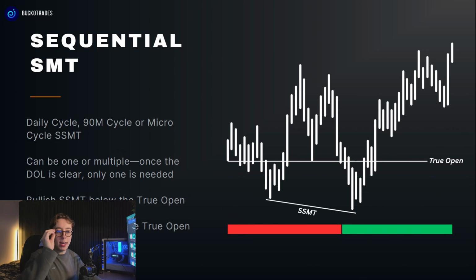Also, a thing to keep in mind is if we're waiting for a microcycle to form and all assets run below the previous microcycle quarter low, right, then we know that we can't get a microcycle sequential SMT. So then we work our way down. Okay, cool, we can't get a micro, so now we're waiting for a 90. Oh, all assets traded below the 90-minute low. Now we know that we're looking for daily, right? So you can do that process of elimination as well to help you know which sequential SMT is going to form, which one's going to hold, all that good stuff, okay? So it can be one or multiple.